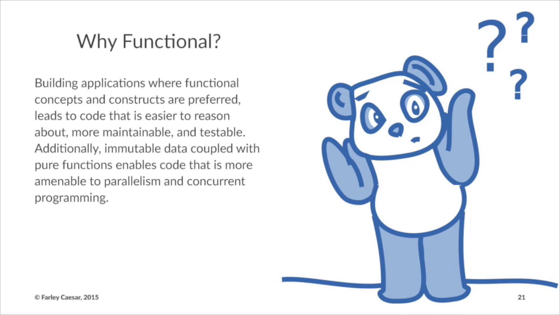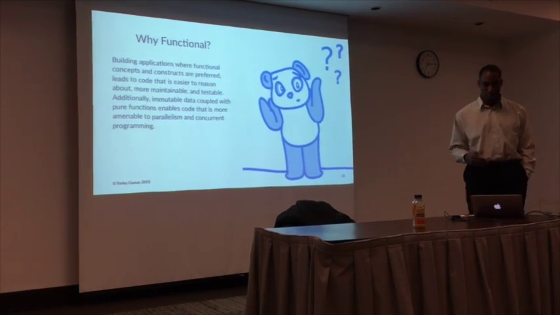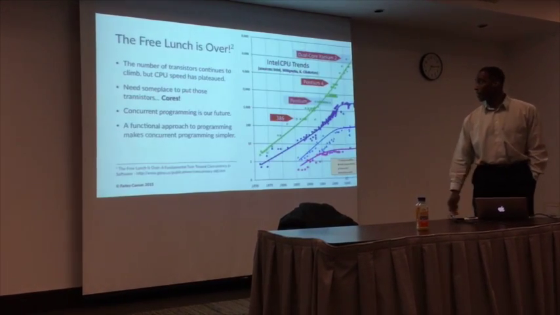So if you build applications where you use functional concepts and constructs, then you'll find that your code should be easier to reason about, because of this notion of a pure function. It's more maintainable, should be more testable, and if you have immutable data coupled with pure functions, then you can more easily take advantage of the concurrent future that's coming for us, or it's already here actually.